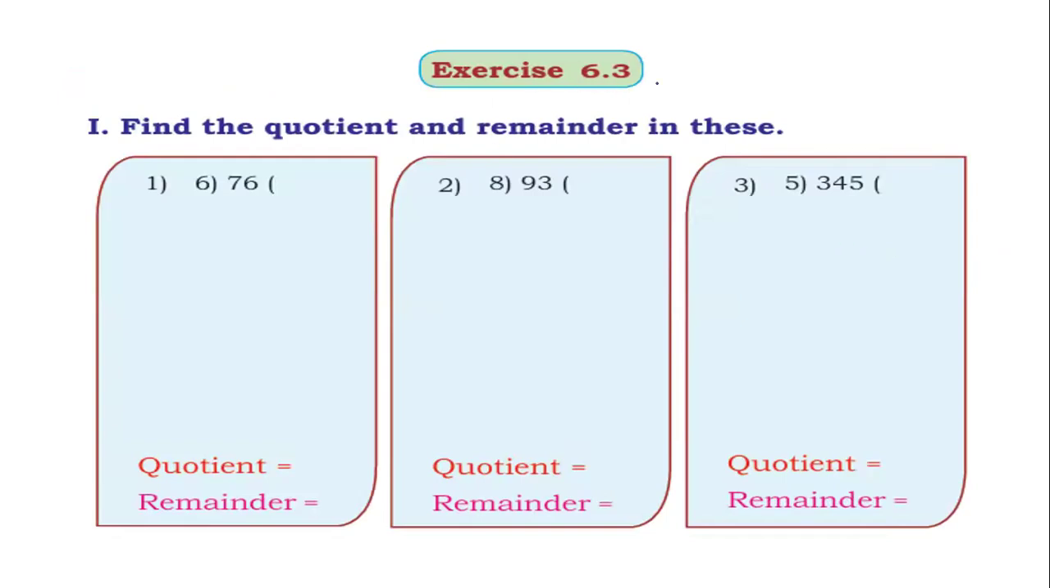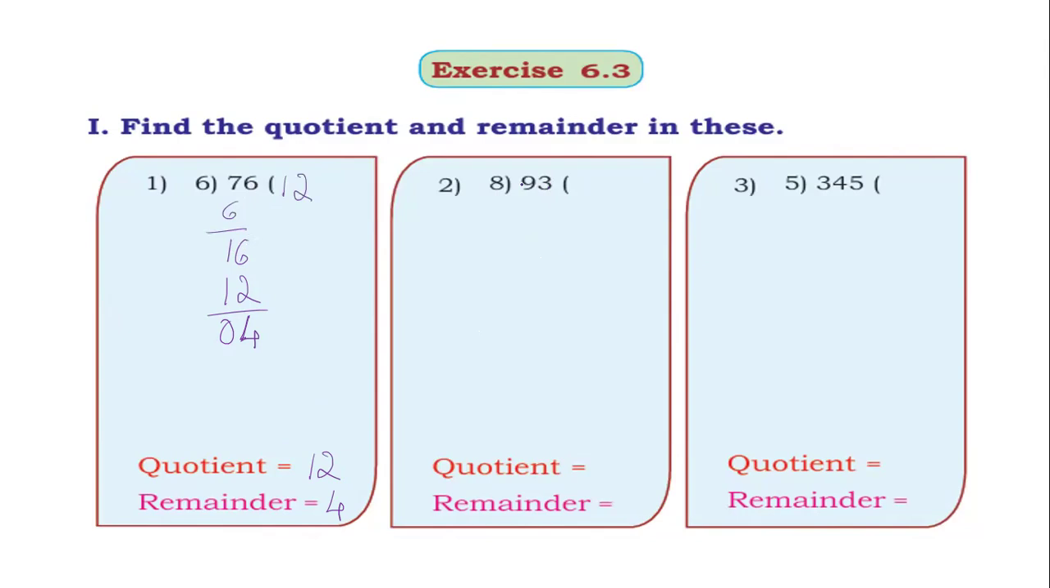Exercise 6.3, find the quotient and remainder in these. 76 divided by 6. 6 ones are 6, 7 minus 6 is 1. Take this 6, it becomes 16. 6 twos are 12. 6 minus 2 is 4, 1 minus 1 is 0. Quotient is 12, remainder is 4.